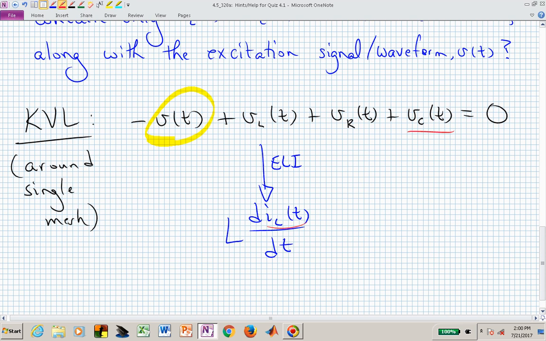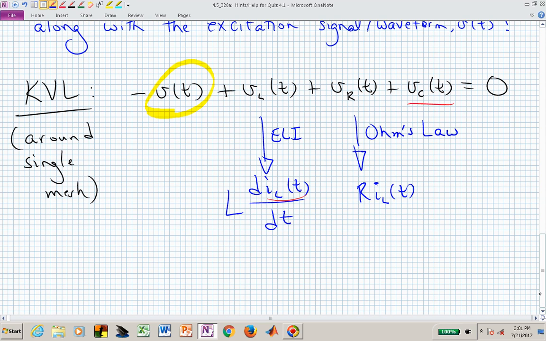For V sub R of t, we can now rely on hopefully something also that we keep in mind until we retire, which is Ohm's law, and that's just R times the current through that resistor, which in this case is the same current through the inductor, and so we can replace V sub R with R I sub L. That now is what we want, because now we have the state variables I sub L and its derivatives, and V sub C and its derivatives, only those variables, and the excitation signal V of t.